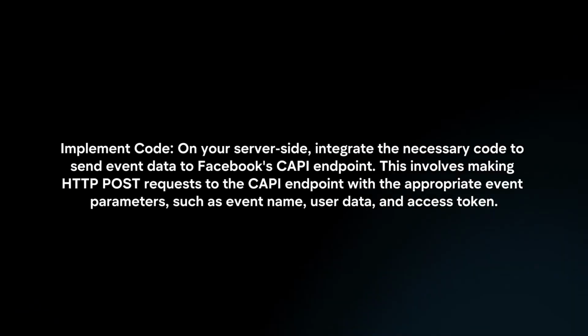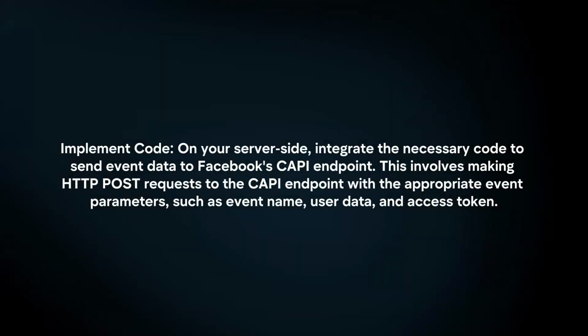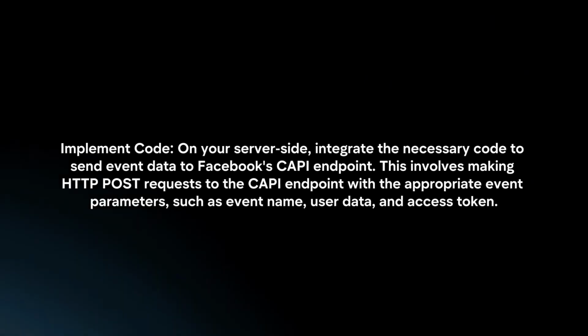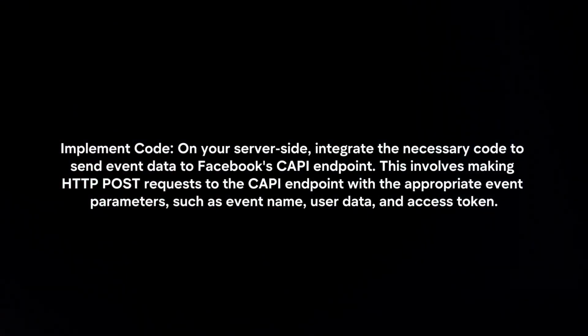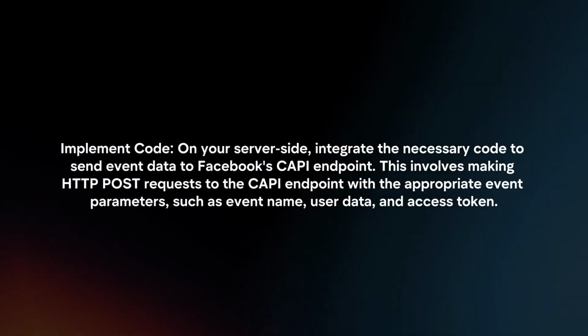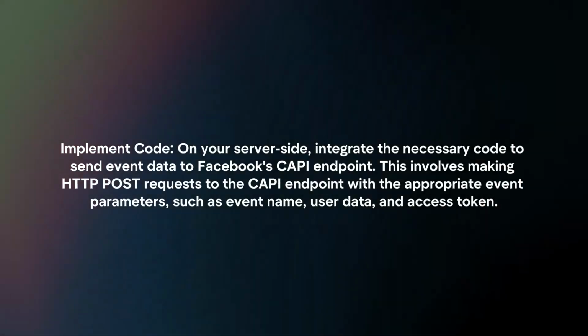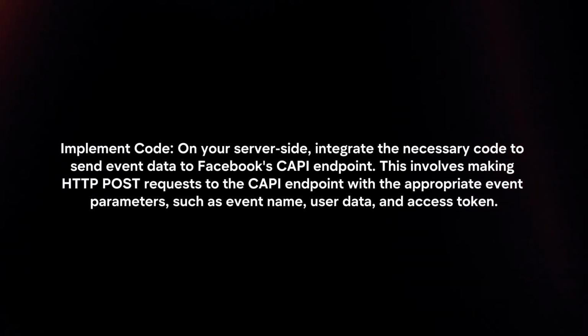Implement code. On your server side, integrate the necessary code to send event data to Facebook's Conversion API endpoint. This involves making HTTP POST requests to the Conversion API endpoint with the appropriate event parameters, such as event name, user data, and access token.